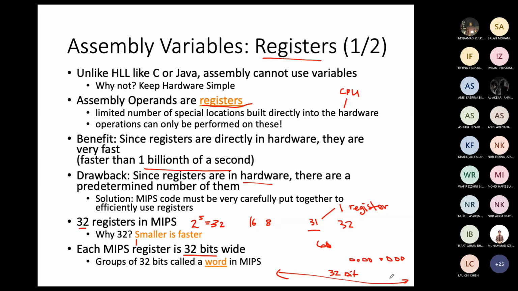So each one of these registers can store 32 bits of data. This group of 32 bits, we call it a word. So if the data is 32 bits, it's equivalent to one word. We call it one word. This keyword, one word, will be used in the instructions later on.